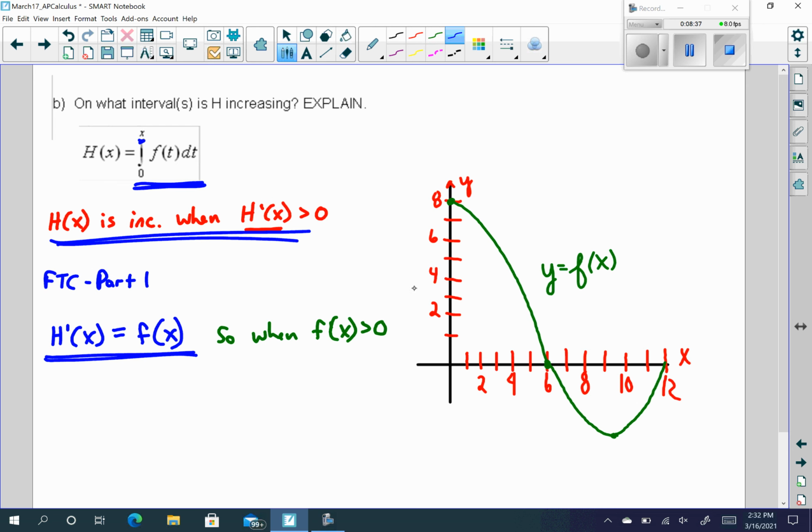And where is f of x greater than 0? From 0 over to 6. Now we're going to include the 0, but we don't include the 6 because it's positive still when x is 0, but it's 0 when x is 6. So we could write it, can't believe I did that, x in the middle and a 0 over there. Or you could show interval notation with a parenthesis after the 6.